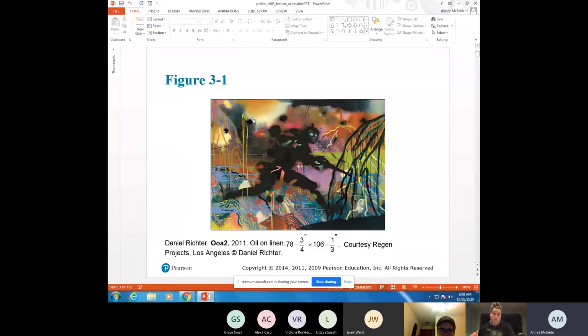So here we have a lot of different lines used. Those lines help define shapes. For example, the lines used to depict this man's body. This would have been done using a stencil.